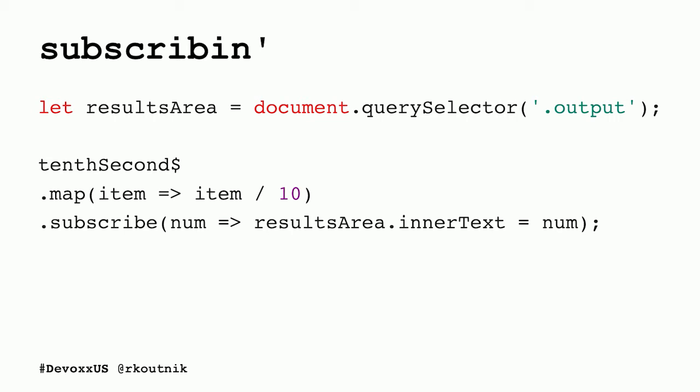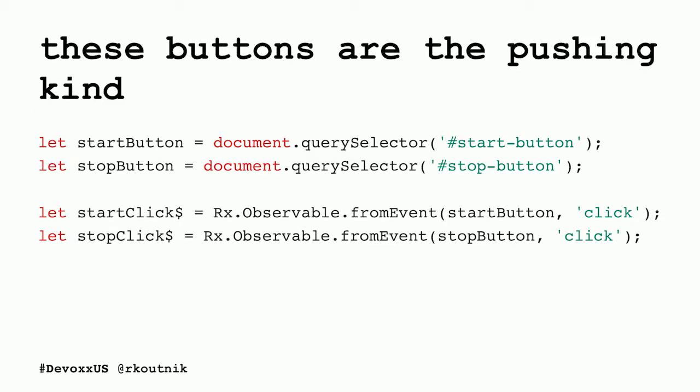So that's one. That's our behind-the-scenes counter taken care of. And now we've got the other two, the buttons. And again, things are simple. We use query selector, grab the values off the page, and then we have fromEvent as a way to create an observable. fromEvent takes an element and the name of an event and returns an observable that fires whenever the event happens.